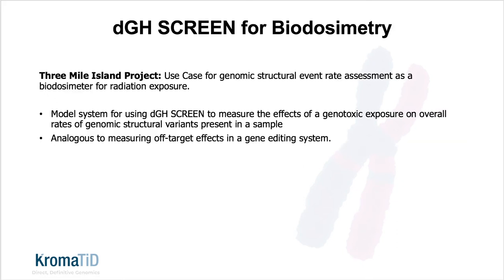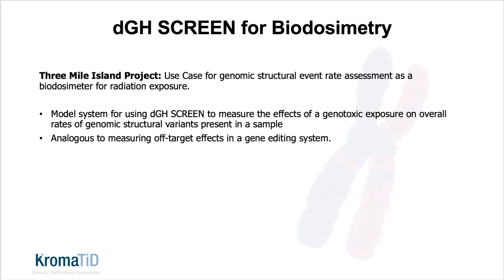DGH SCREEN can be used to profile DNA damage from any cause. It's not just a technique to monitor the byproducts of gene editing. In a study overseen by the University of Connecticut, DGH SCREEN is being run on samples from a small cohort of individuals potentially exposed to ionizing radiation at the time of the accident. KromaTiD is also supplying DGH SCREEN to NASA to profile radiation exposure in the US Astronaut Corps.